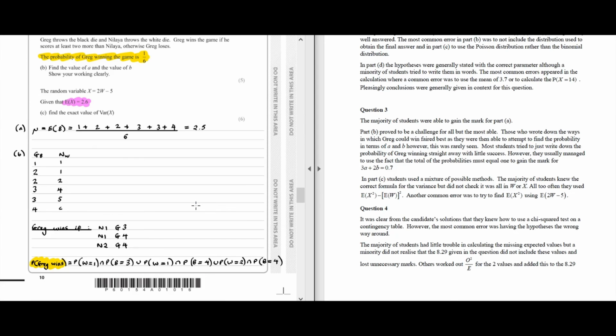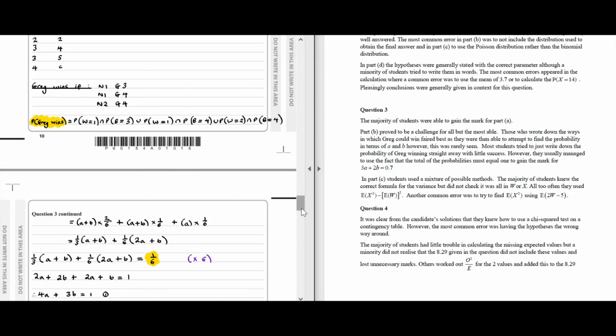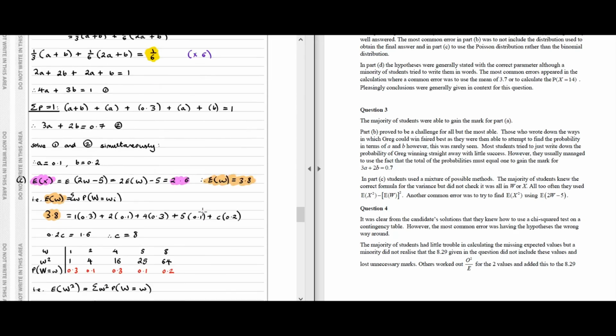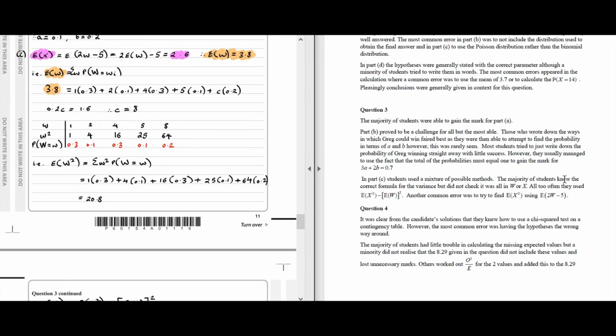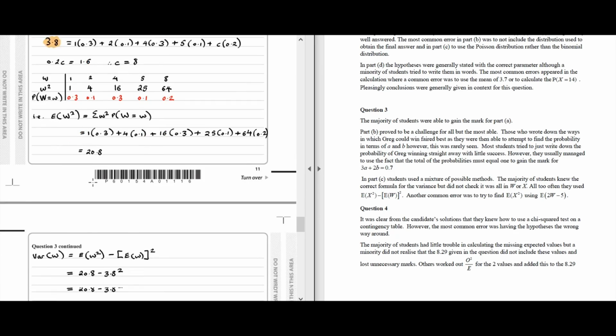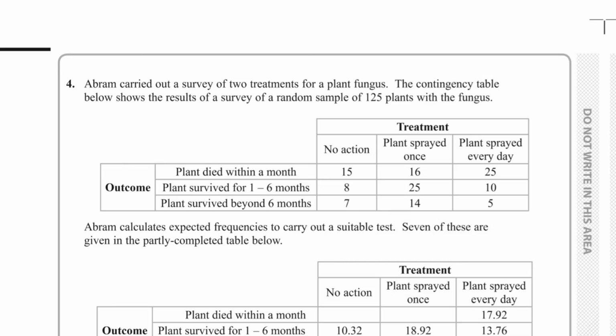Part C, where we had to find the variance of x, students used a mixture of methods to answer this. The majority of students knew the correct formula for the variance but did not check it was all in W or x. All too often they used the expected value of x squared minus the expected value of W all squared. Another common error was to find the expected value of x squared using the expected value of 2w minus 5. I think the way I did it was actually quite straightforward.